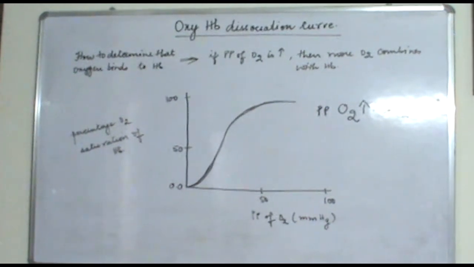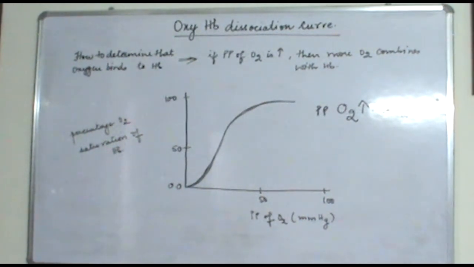Now there are various factors which also affect this oxygen hemoglobin dissociation curve. These include pH, temperature, fetal hemoglobin, and bisphosphoglycerate, and they show that this dissociation curve can shift to the right or to the left on the basis of how much oxygen is being dissociated. If less oxygen is retained, if less oxygen is combined with hemoglobin, the curve will shift to the right side, and if more oxygen is attached, it will shift to the left side.